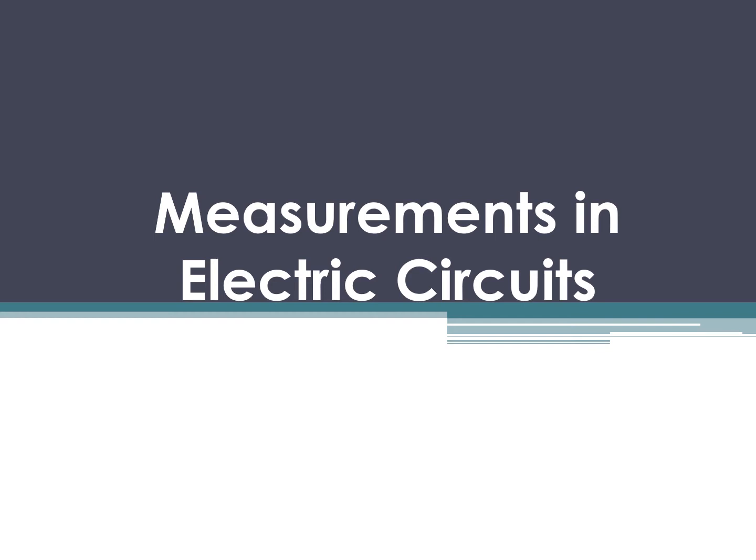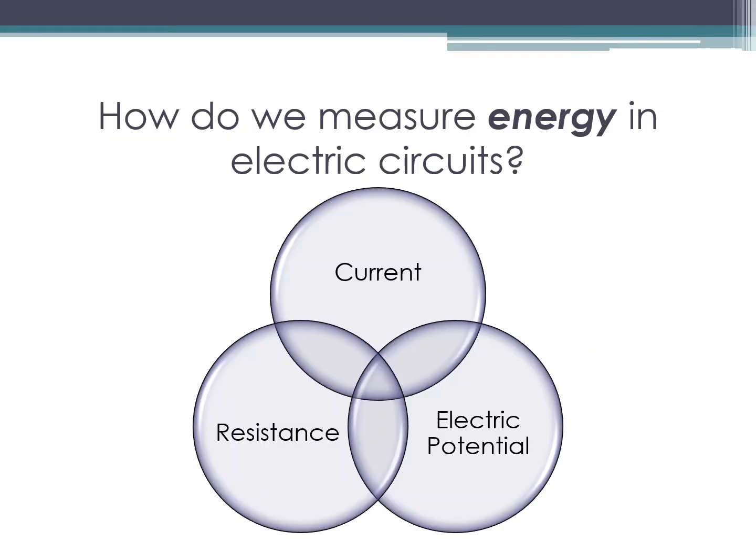Hey guys, today's lesson is on measurement in electric circuits. So how do we measure energy in electric circuits? Well, we have three different measurements that we can obtain. We can talk about the current that flows through a circuit and we can measure that. We can talk about the electric potential that's in a circuit, or voltage, and we can measure that. And we can also talk about resistance in different circuits.